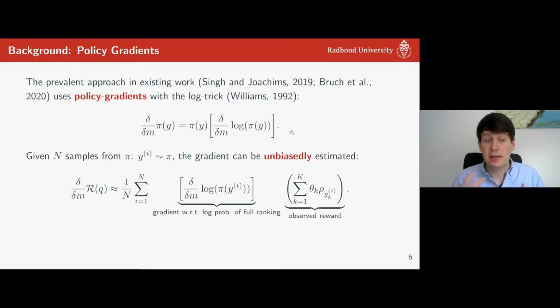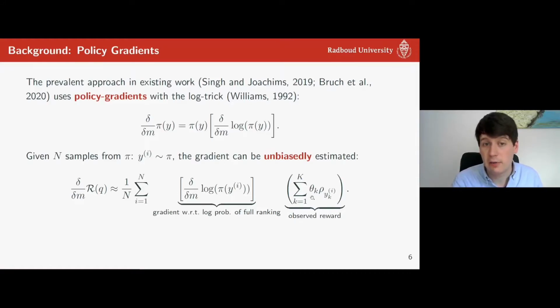This is exactly what's been done to get what we call a policy gradient. We want to update our model pi, and we're going to compute the gradient of pi by first sampling n samples. So we sample n rankings from our current model, our current policy, and then we can unbiasedly estimate the gradient. So the gradient with respect to the reward is going to be estimated by an average over all the samples, where we first take the gradient with respect to the log probability of the complete ranking, so the probability of getting the entire ranking, multiplied by the observed reward, the metric that this ranking would give us.